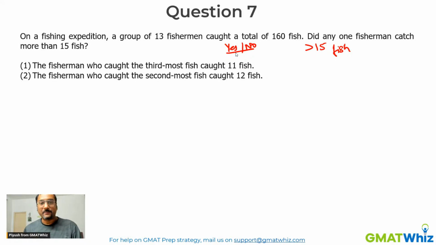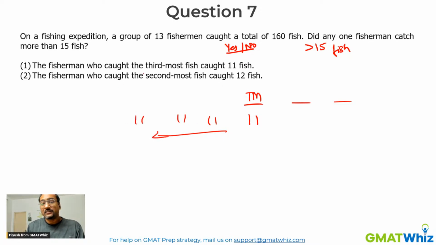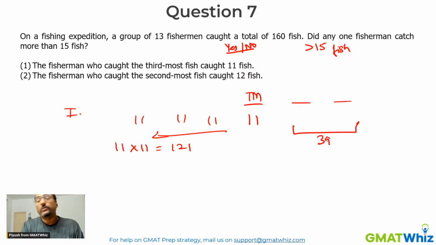Now let's go with statement 1. It says the fisherman who caught the third most fish caught 11 fish. So the third most guy, that means there are 2 more people in front of him. This guy got 11. Now, if I look at this guy, what is the worst case that can happen? Let's assume all of them before him got 11. Every one of them, there are 13 fishermen. So 11 of them caught 11 fish each. That means 121 fish were caught by 11 people. That means there are 39 fish remaining to be caught.